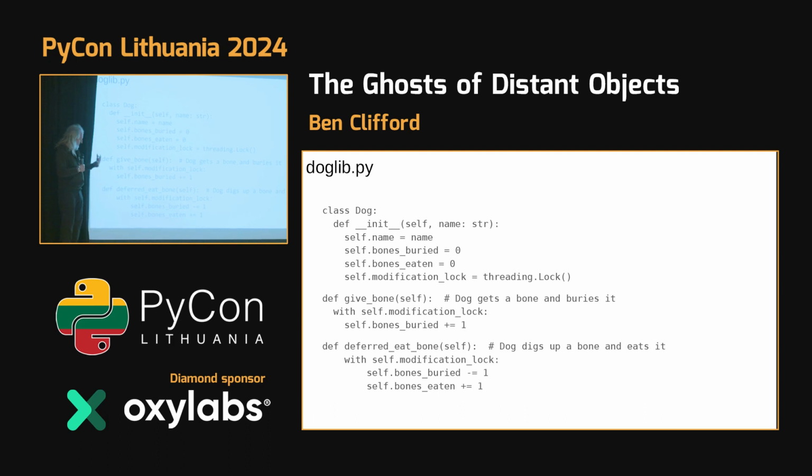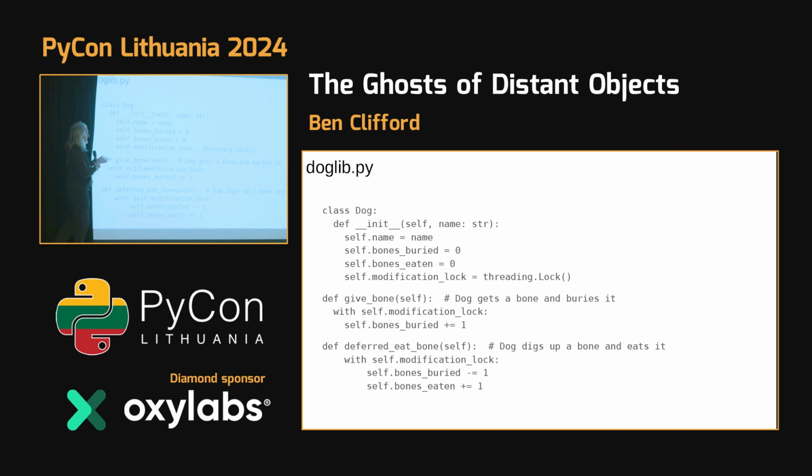Or the dog can go and do this deferred bone-eating process. We take the lock, it's going to unbury a bone, and eat a bone. Okay? So we've got the lock so that we can do this transactional behavior without anyone seeing the state change. That makes sense to pickle, right? I might want to pickle this kind of dog object to disk.